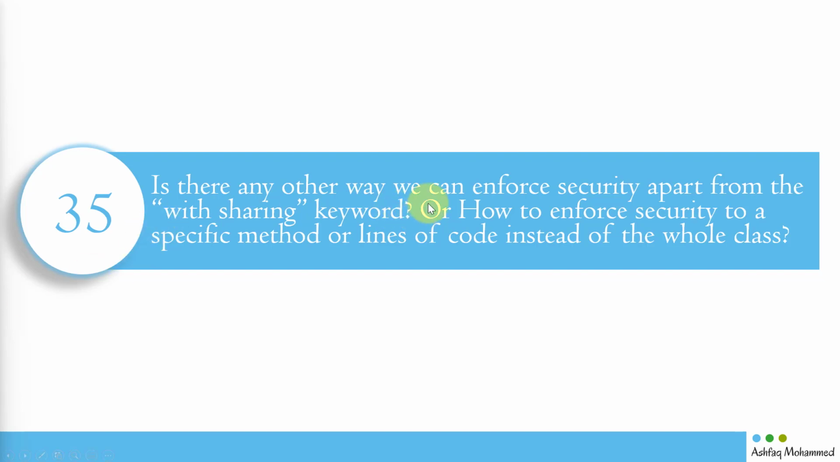And here we want to know how to enforce security on a specific method or lines of code instead of the whole class. If you remember in our last video, we discussed that if you use with sharing, the whole class will run in the user's context, not the system admin context, right? So with that, sharing will be enforced. But now I don't want the whole class to run in a system admin context, I just want to enforce a few lines of code or maybe a method. So how do we do that, right?